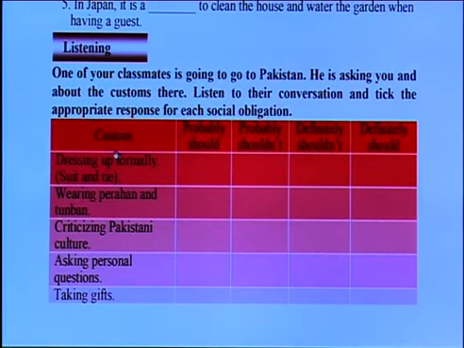Okay? So let's read it. In the first column we have custom, dressing up formally. For example, suit and tie.